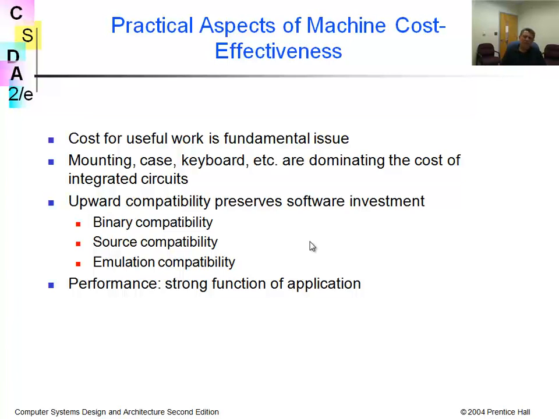Now, anytime we talk about performance, it is really a strong function of application, meaning, for example, we design a computer that is really designed for software that are output oriented applications. Or we may design a processor that is really good for mathematical calculations. So always when we talk about performance, we need to be concerned also with what applications.